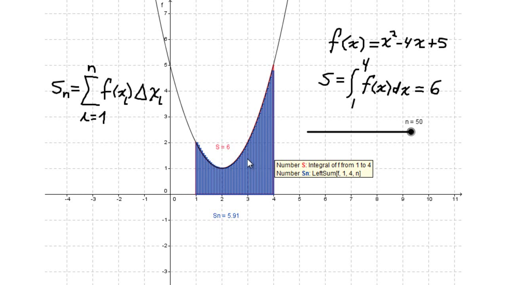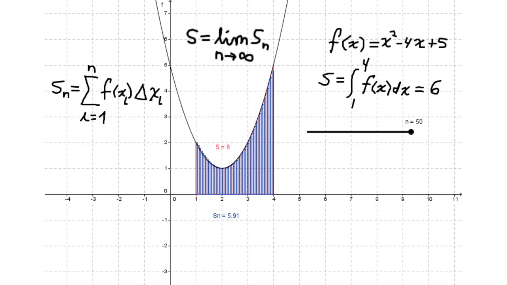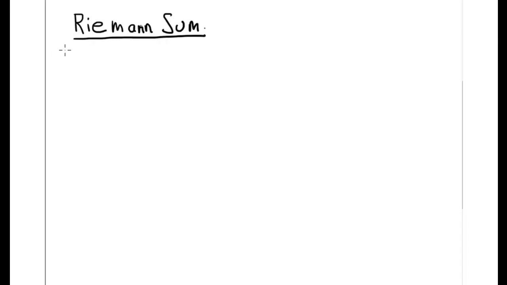So the conclusion of this part is that the Riemann sum, when n approaches infinity, so the number of rectangles increasing forever, is equal to the area under the curve. And this is the central idea for the definite integral. Okay, we're using the Riemann sum to define the definite integral.